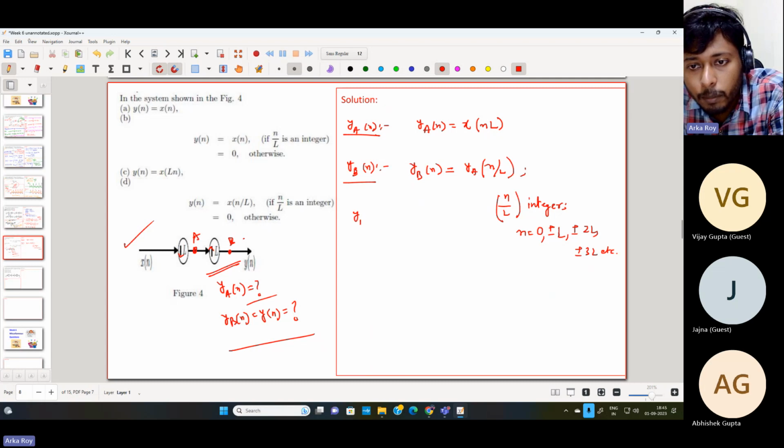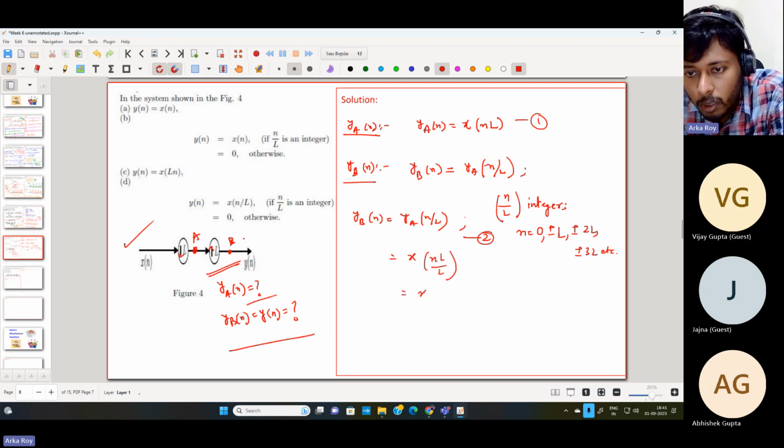So y(b) of n is equal to y(a) of n by L with this particular relation, and y(a) of n by L I can evaluate using equation 1. Let us consider this as equation 2. I am using the relation of equation 2 and equation 1. So y(a) is basically x of nL, so it will be x of nL by L. So it is effectively x of n.